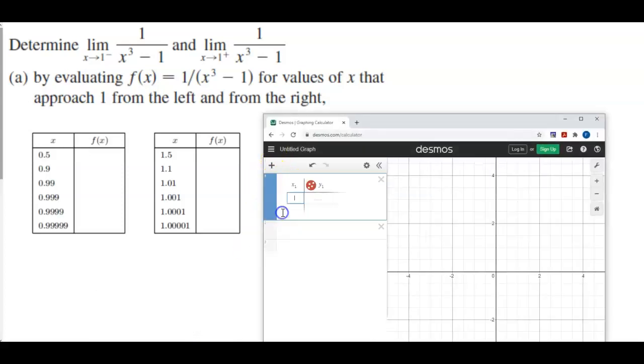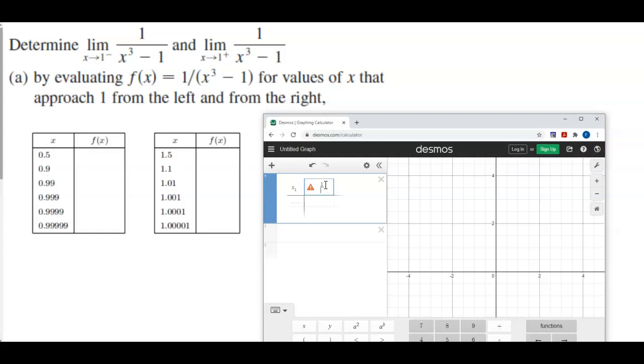So here we have Desmos. We know we have our x column. Let's go ahead and put our function in. So we have 1 divided by x cubed, and then that is minus 1. So let's go ahead and put in our values.